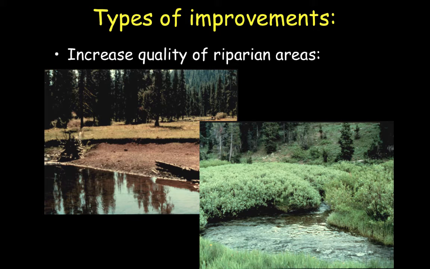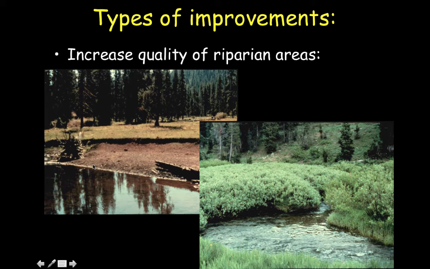All right, so let's talk about some specific types of improvements that can happen on rangeland. The first one is improvement of riparian areas. So, riparian means flowing water. So it's not necessarily a stagnant stock pond or a water trough or stock tank. But this really refers to flowing water where you may or may not have aquatic life as a part of the riparian system.